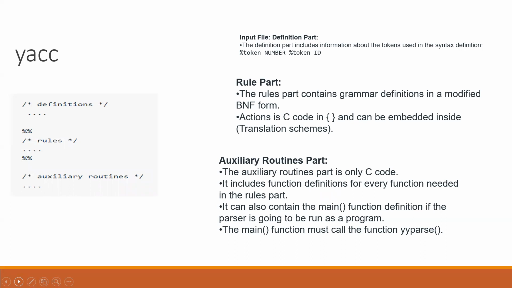The basic structure of how a yacc program is defined is the definition section, the rules section, and the auxiliary routines. The definition part includes information about the tokens that are used in the syntax definition, delimited token number, delimited token ID. The rules part contains grammar definitions in a modified BNF form. Actions are in C code in braces and can be embedded inside translation schemas.